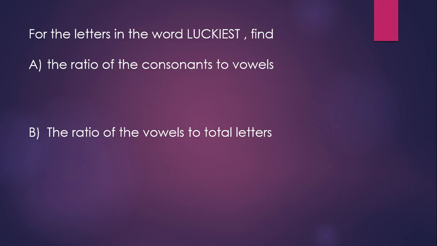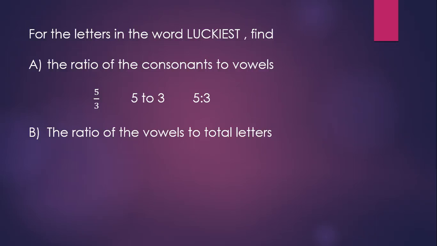For the letters in the word luckiest, find the ratio of consonants to vowels and the ratio of vowels to total letters. There's 3 ways we can write the ratio of consonants to vowels. The consonants in the word are L, C, K, S, and T, so there's 5 of them. And the vowels are U, I, and E, so there's 3 vowels.